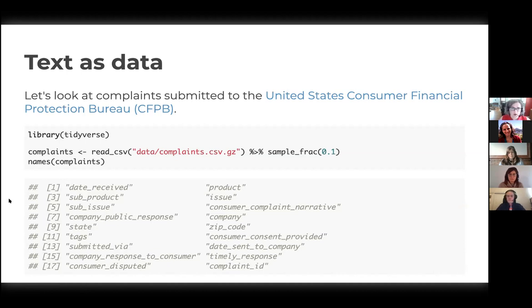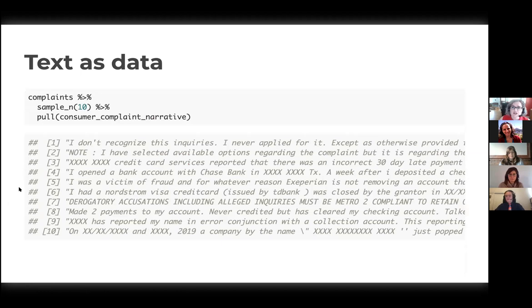We're going to really dig into this a lot during the course of this case study, but let's just look at a few of these. This gives you an idea of what the actual text is like. The text here is called the consumer complaint narrative. Here it says, "I opened a bank account with Chase Bank in XXXX a week after I deposited a check," and then they go on and explain what happened and went wrong.